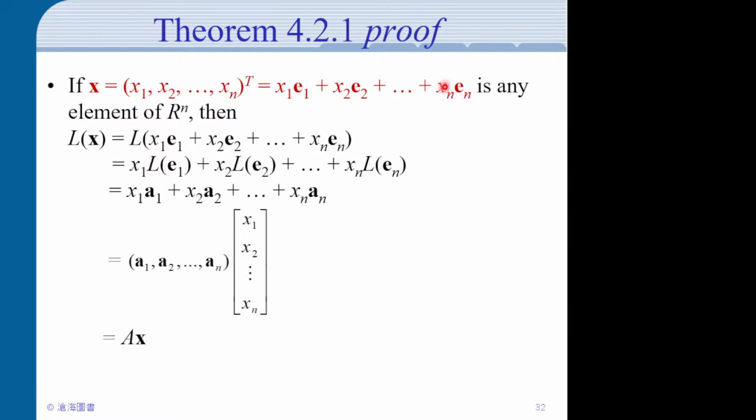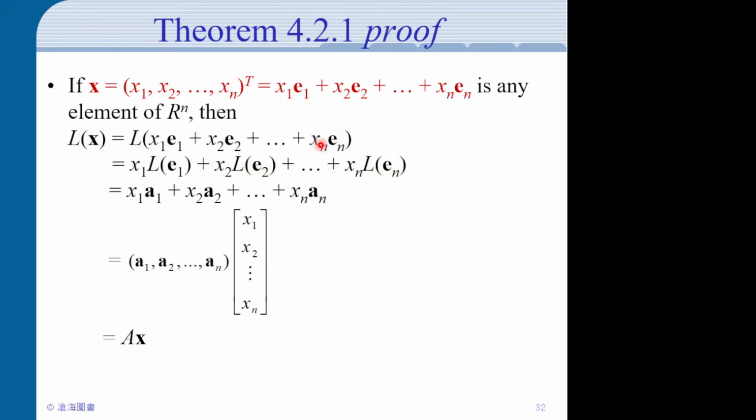And because L respects the linear transformation, the result will be Ax. So your x can be written as a linear combination of bases. And L is linear, so L respects this linear combination. So it becomes a linear combination of L of all those bases. So x1 of L of E1, x2 of L of E2.